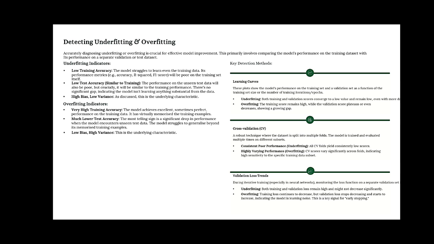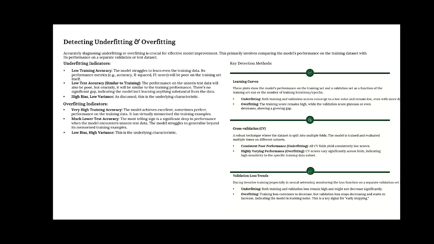The underfitting indicators: the model shows low training accuracy. The test accuracy is also low and, importantly, very similar to the training accuracy. This signals high bias and low variance. And the overfitting indicators: the model achieves very high training accuracy. It has essentially memorized the training data. However, there is much lower test accuracy, a significant drop in performance on unseen data. This indicates low bias and high variance.